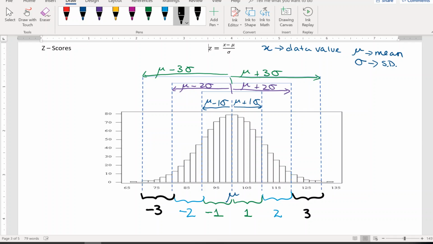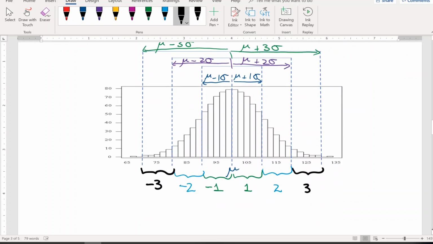So let's take a look at a couple examples. If you had a data value of 87, let's say, this is likely to be right here, this would have a z-score of -2 because it is 2 standard deviations from the mean, and it's to the left of it.